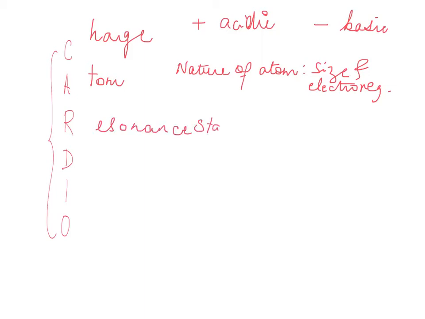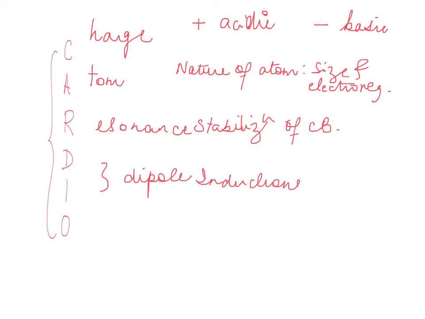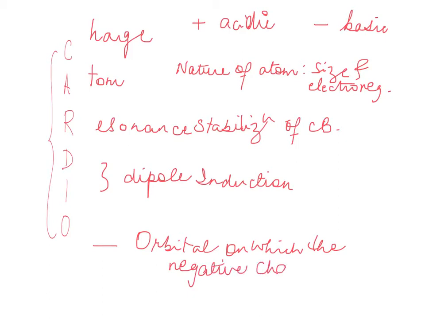Resonance stabilization of the conjugate base. D and I are together, and that is for dipole induction. I'll tell you in a second. We are going to go through all of these categories. Dipole induction. And O is for the orbital on which the negative charge will be placed, of course, when the loss occurs.